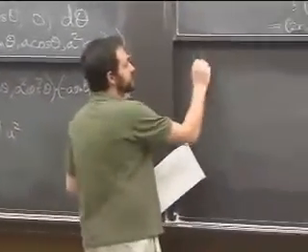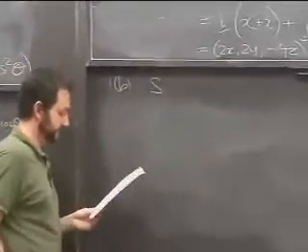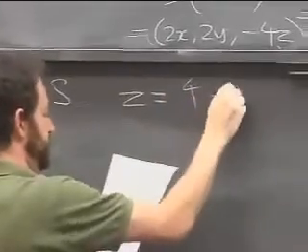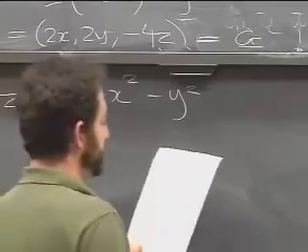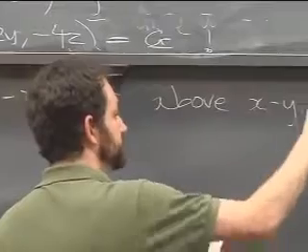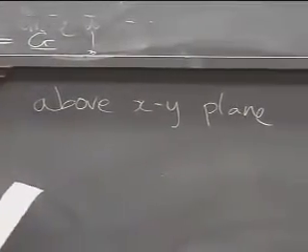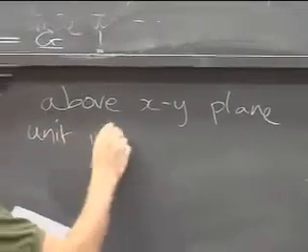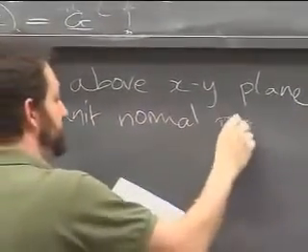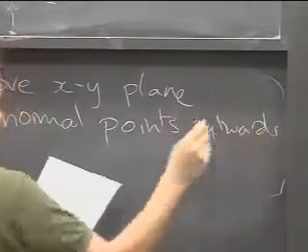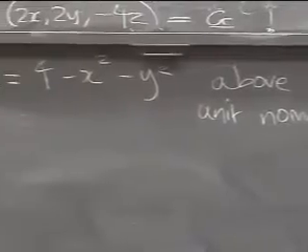Now, B says this. Let S be the surface of the paraboloid z equals 4 minus x squared minus y squared above the xy plane. Just the part of the surface above the xy plane. And it tells you that the unit normal is pointing outwards. And it tells you that's the exterior of the paraboloid.